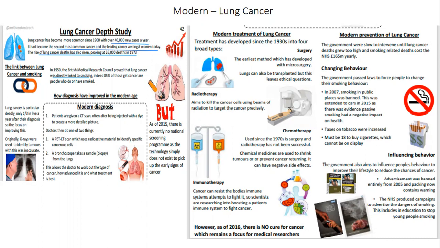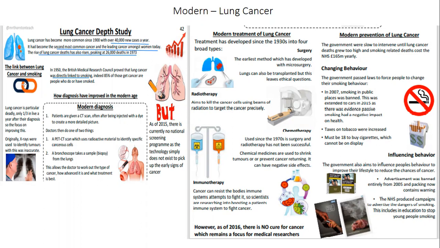The way in which we diagnose lung cancer is through stages. So patients are given a CT scan, often after being injected with a dye to create a more detailed picture. If you do then have cancer, doctors do one of two things. You either have a PET CT, which uses radioactive material to identify specific cancerous cells, or you have a bronchoscope, which is basically like an endoscope, but it takes a sample from the lungs to be sent off for a biopsy. This then allows the doctor to come up with a treatment plan, however advanced it is, and what treatment is best for the patient.